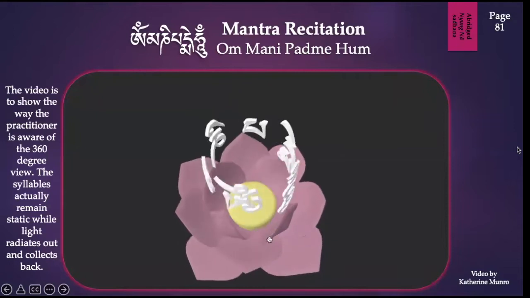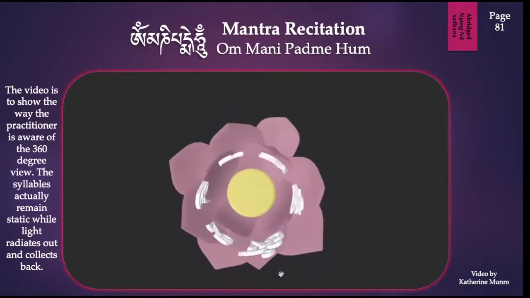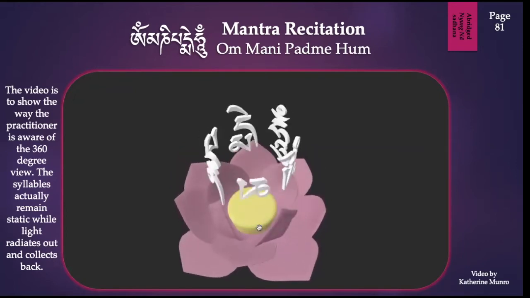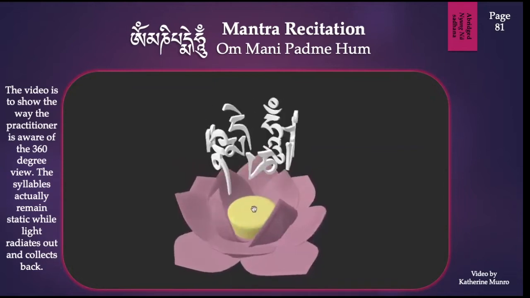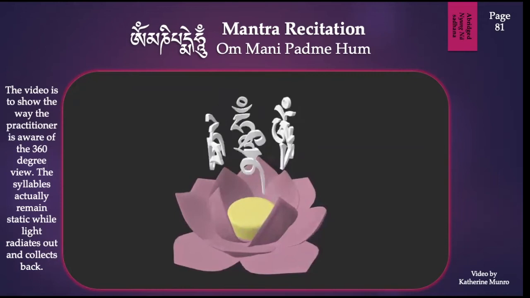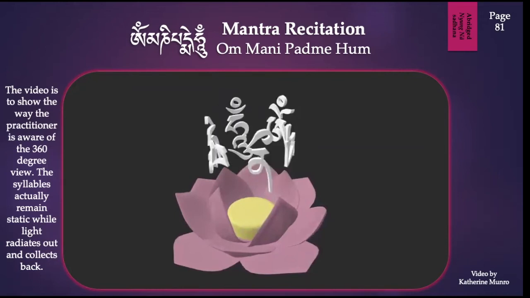Taking a minute to stabilize what the visualization looks like. Picturing yourself at the center, able to see all the syllables simultaneously. The syllables actually remain static, stable, but you have a 360 degree view of them. Light radiates out and collects back.